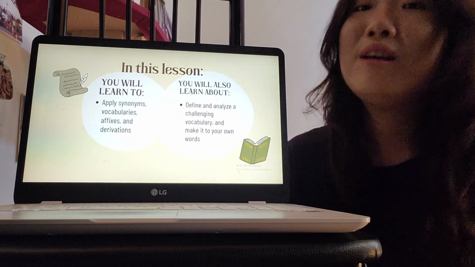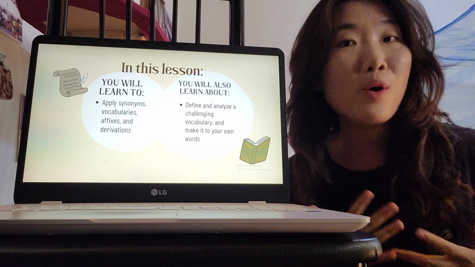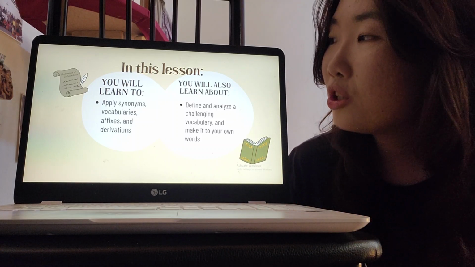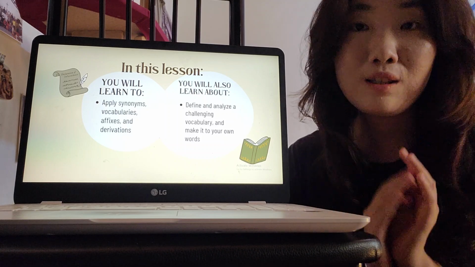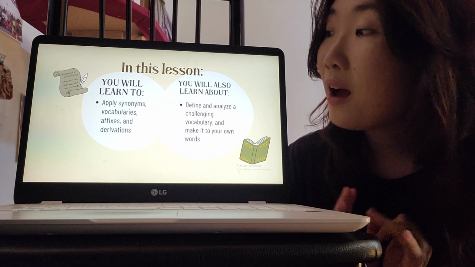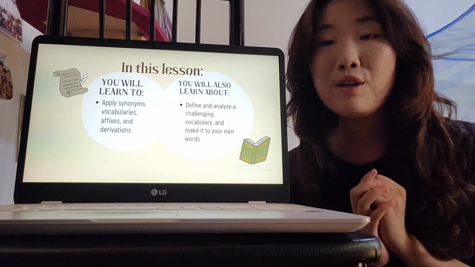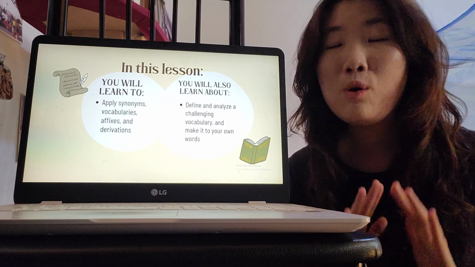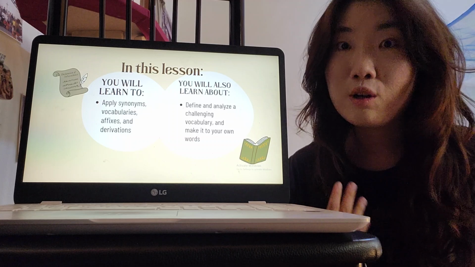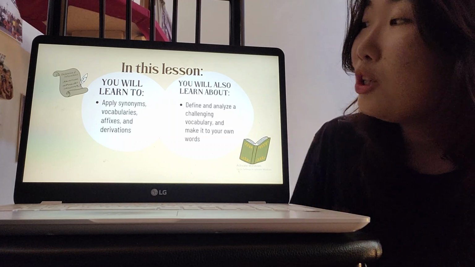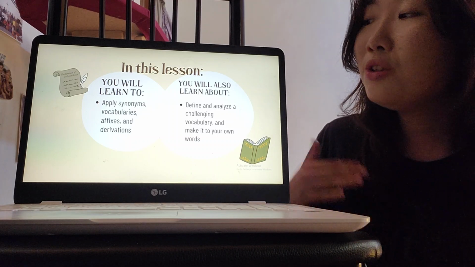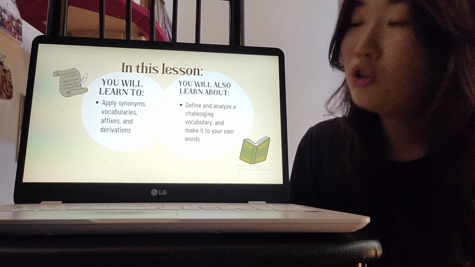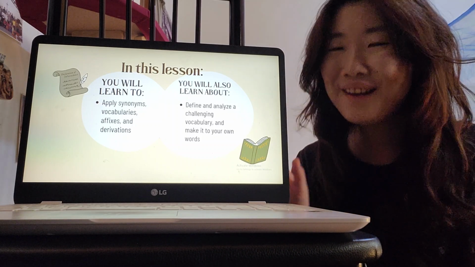All right, so in this lesson, I'm going to share what we are going to learn throughout the lesson. So in the lesson, you will learn to apply synonyms, antonyms, vocabularies, affixes, and derivations. Some of these terms you may not be familiar with, but it's totally okay because we're going to learn with it. And you will also learn how to define and analyze a challenging vocabulary and make it your own words. Okay?